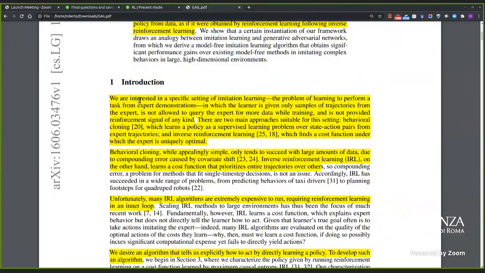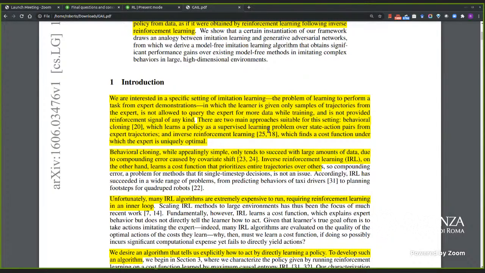So we are interested in a specific setting of imitation learning, the problem of learning to perform a task from expert demonstrations, in which the learner is given only samples of trajectories from the expert. So it's not allowed to query the expert for more data while training, and it's not provided reinforcement signal of any kind. So this is what we just described.